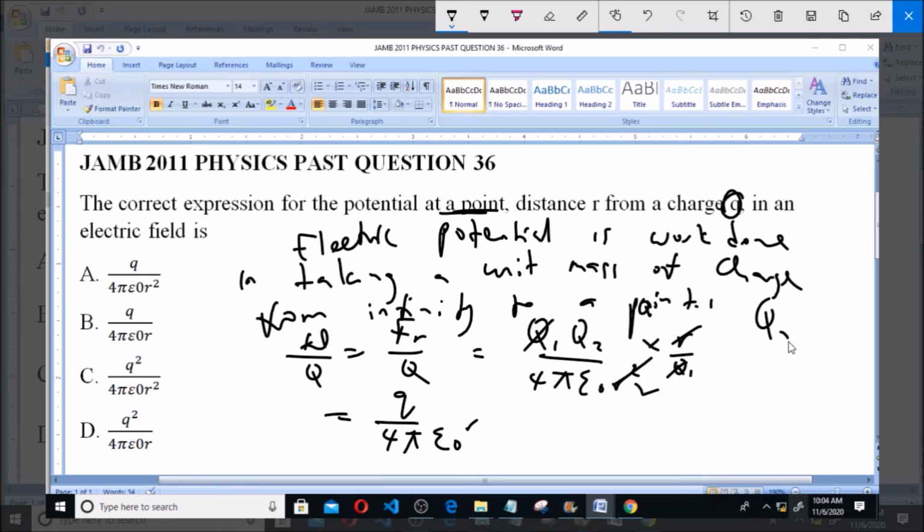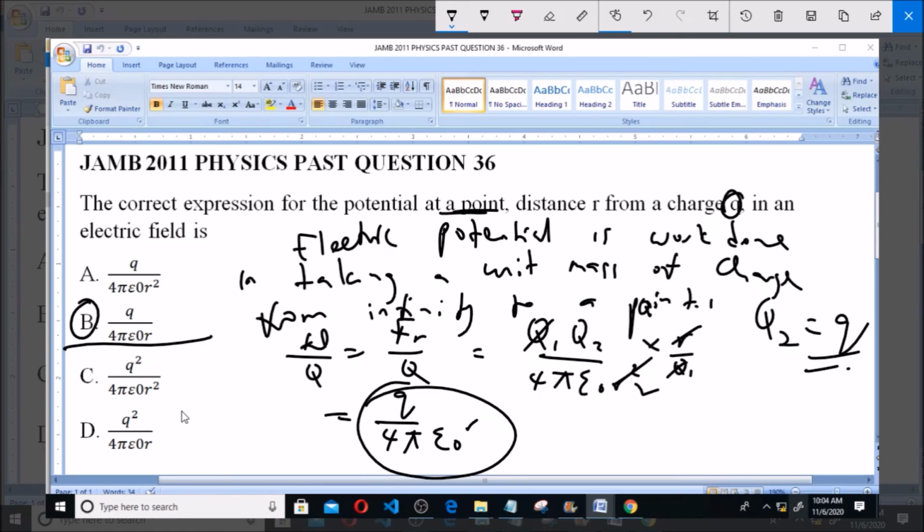So our Q2 is equal to a charge small letter q, hence you have this equation. So Q over 4 pi epsilon naught r is option B. So B is the correct answer to this question.